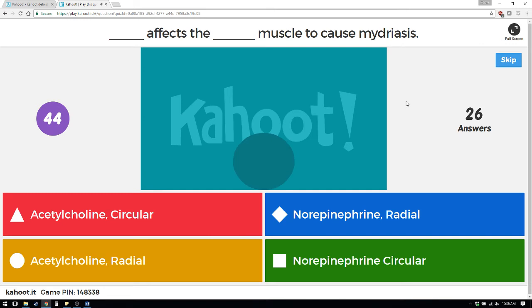Would you say these types of questions are indicative of the exam? The concepts, yeah. So I wouldn't have blanks. I don't think I have any blanks on the test. But certainly knowing how these different neurotransmitters can affect the muscles and how that'll affect mydriasis, that would be good to know.